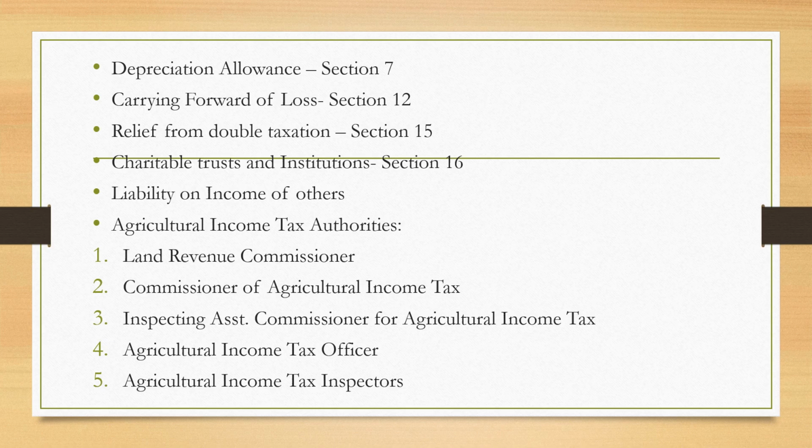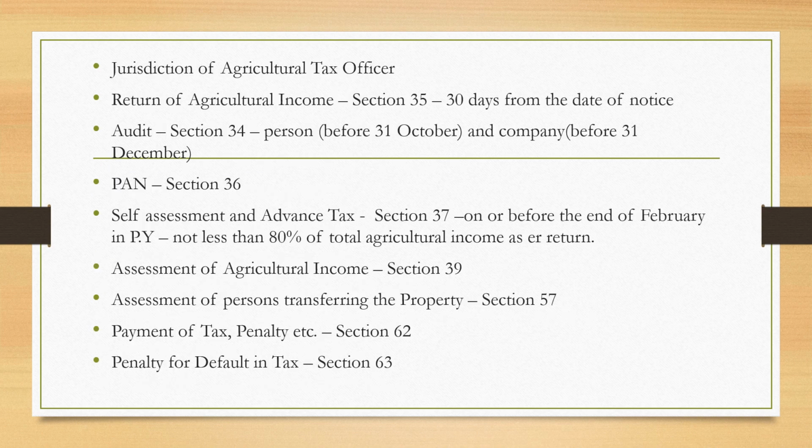So that is with jurisdiction of agriculture income tax authorities. Now we have return of agricultural income, that is discussed in section 35, return of agriculture income. Every person liable to file returns or pay shall furnish the returns to the agriculture income tax officer so as to reach him before the 1st July every year. So the return should reach him, that is the agriculture income tax officer, before 1st July every year.